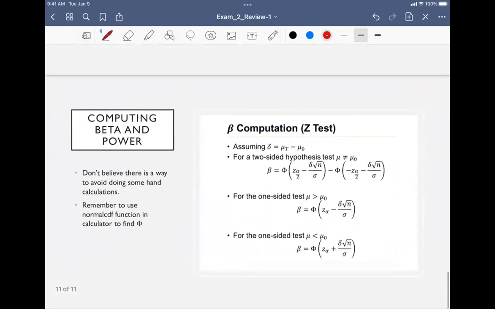And then our final slide for today is computing beta and power. Specifically in the Muddiest Points survey, a student asked if there's an easier way to calculate this. Unfortunately, there isn't. You can use part of it in your calculator, but this formula right here, you're going to have to calculate by hand. Usually in these types of problems, from what I've seen, most of the information will be given to you. So it really is just plugging and chugging. So it shouldn't be that difficult, but you want to remember to use the normal CDF function in the calculator when you're finding this value. And that'll make your life a lot easier rather than looking it up in the chart.